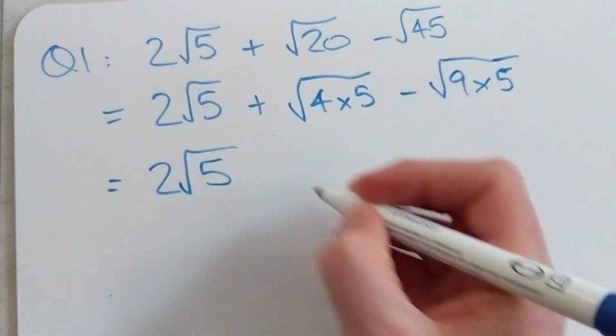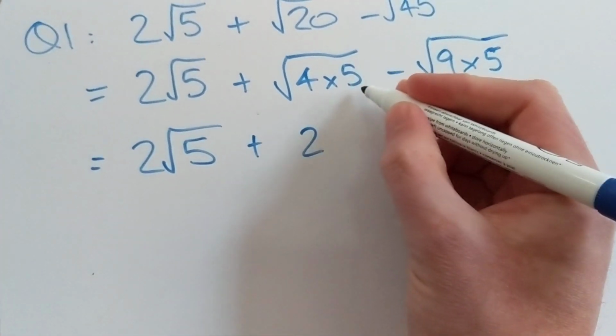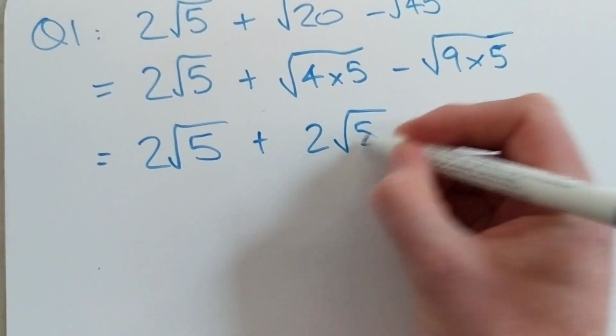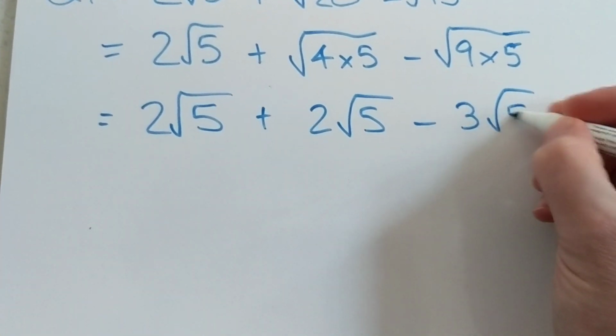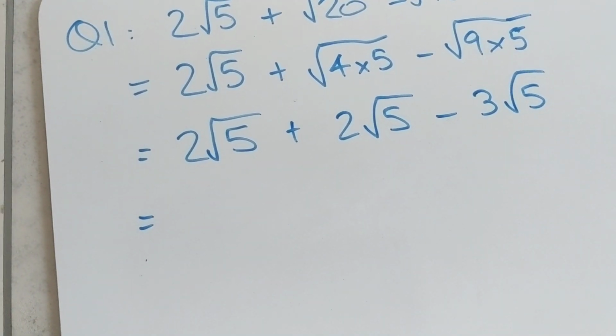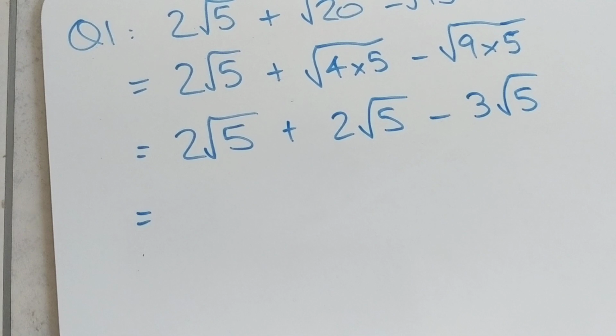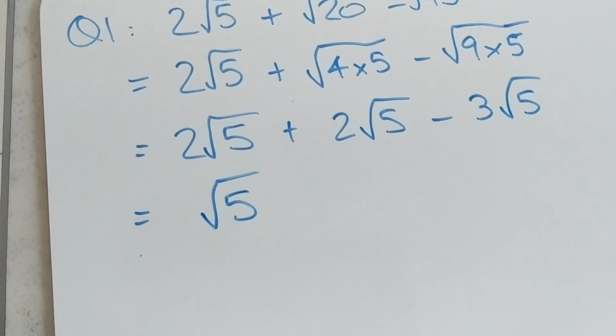Tidying that up, you get 2 root 5 plus the square root of 4, which is 2. You don't know the square root of 5, so keep that underneath. Here, the square root of 9 is 3. You don't know the square root of 5, so just keep that underneath. Then 2 root 5 plus 2 root 5 is 4 root 5, minus 3 root 5 is just 1 root 5, which you can just write as root 5. That's question 1.